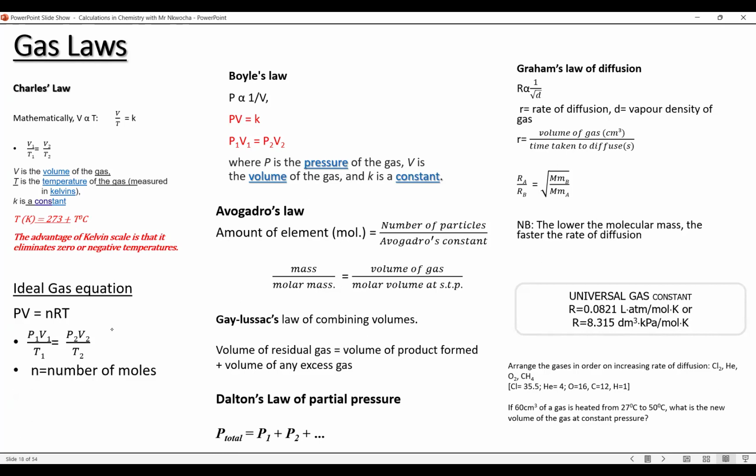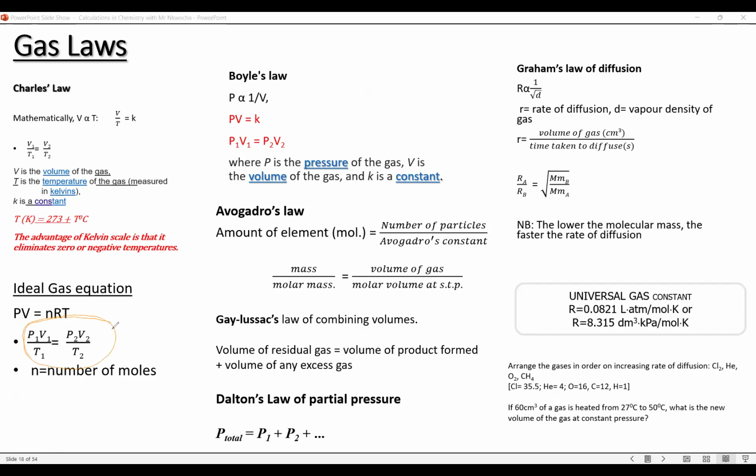And then you see Graham's law of diffusion. Those two are the ones. Boyle's law and Charles law, they are baby things. Let me give you one big secret. The only thing you need to remember in Boyle's law and Charles law calculation is this equation. Let me circle it.